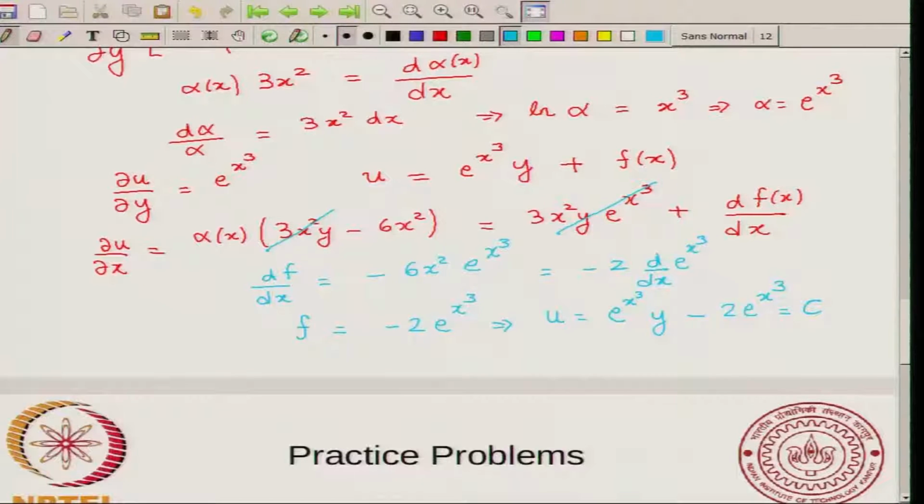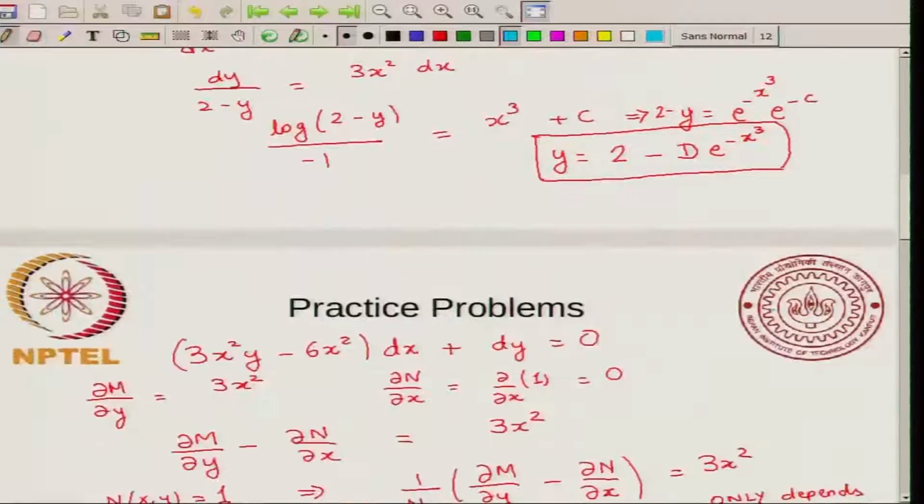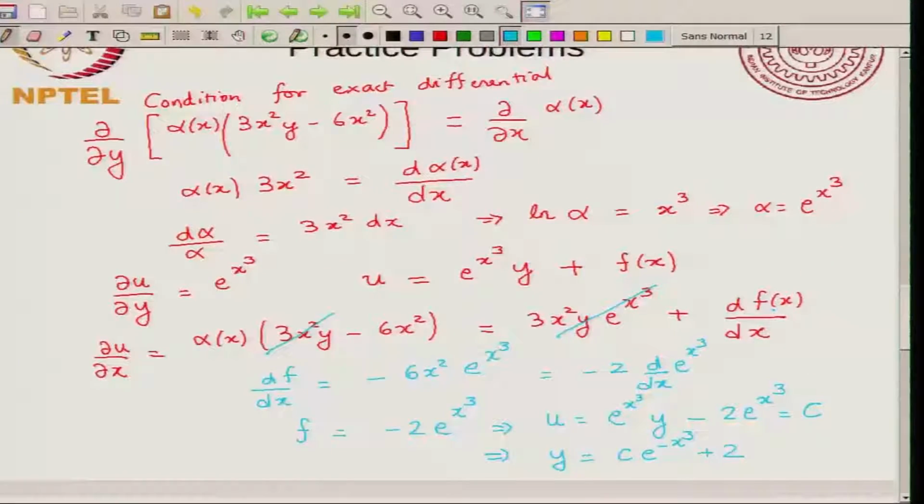c. Okay, and if I just multiply by e raised to minus x cube, then what I will get is y is equal to c e raised to minus x cube. Now if I multiply by e raised to minus x cube, this will cancel this, and you will get plus 2, which is exactly the same as what we got earlier. You got 2 minus d e raised to minus x cube, which is exactly the same as what we have here. So you can think of c as minus d, and you will get exactly that same equation.